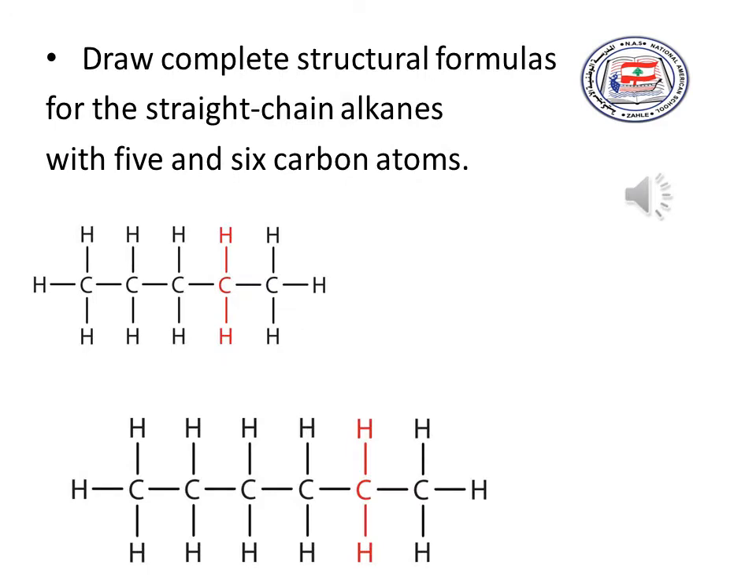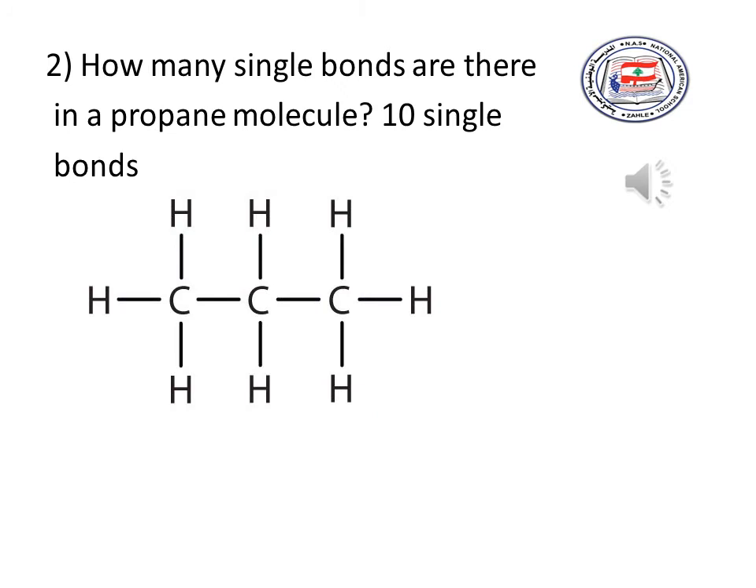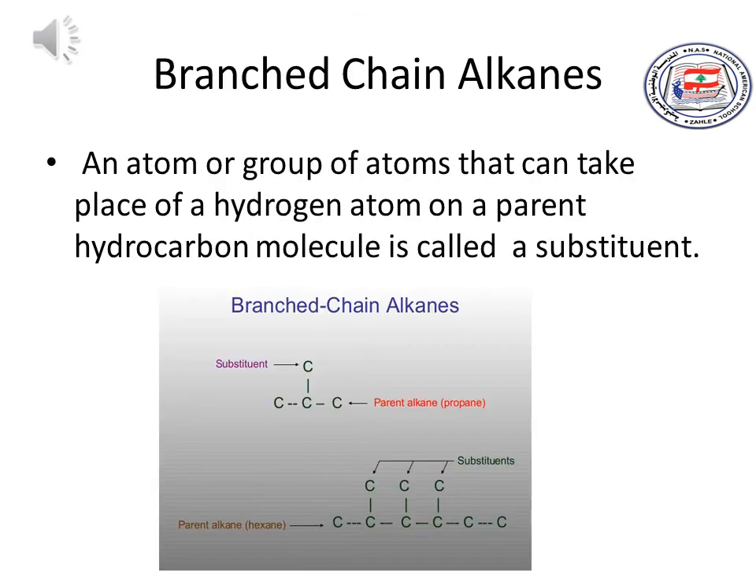Number 1. Draw complete structural formulas for the straight chain alkanes with 5 and 6 carbon atoms. So first we draw 5 carbon atoms and we make sure that each center carbon bonds to 2 hydrogens and each end carbon bonds to 3 hydrogens, and we do the same thing with the 6 carbon atoms. Question number 2. How many single bonds are there in a propane molecule? Look at the propane molecule below. The propane molecule is made of 3 carbons bonded to 8 hydrogens. If you count the single bonds here, there are 10 single bonds.